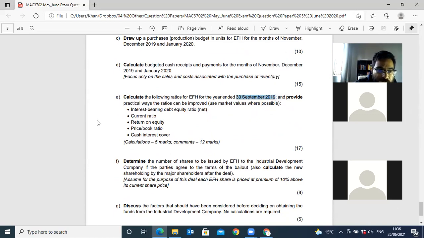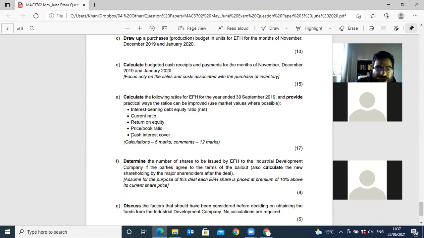I cannot remember. Then we're going to have current ratio: current assets divided by current liabilities. Return on equity: net profit divided by equity. Price to book ratio: share price divided by net asset value. So price to book ratio is share price divided by NAV. NAV is equity divided by number of shares.